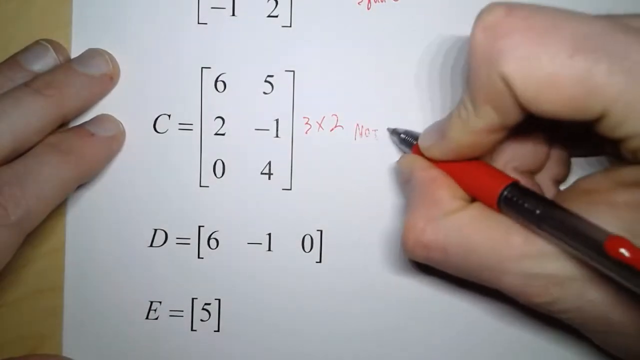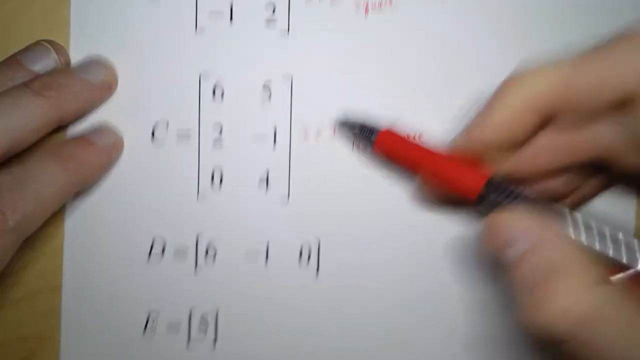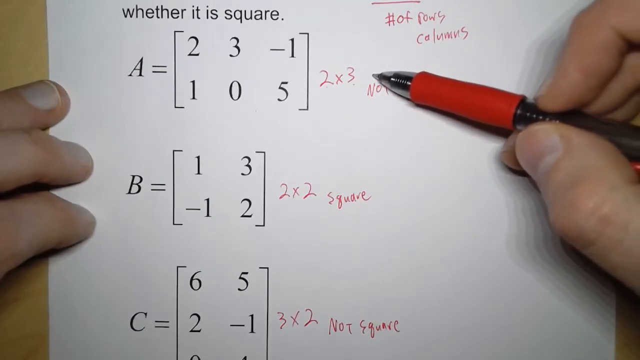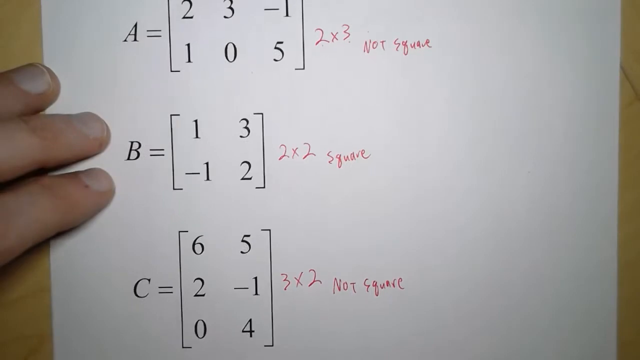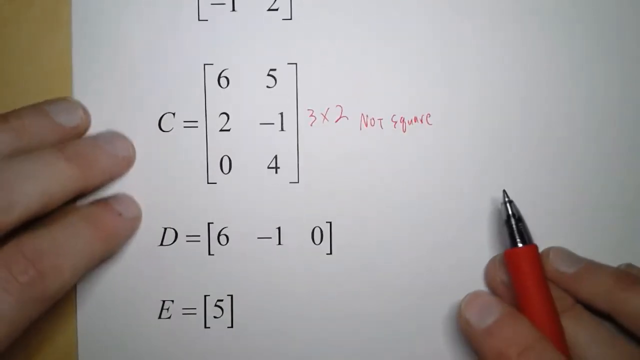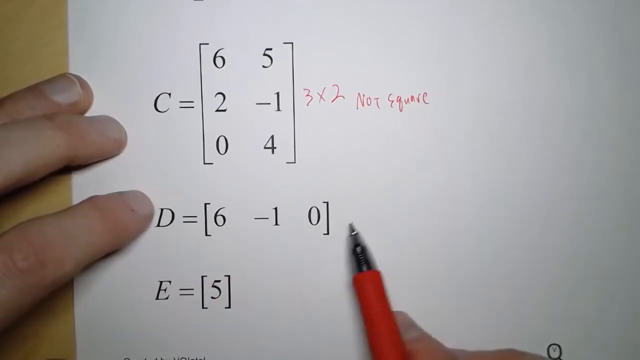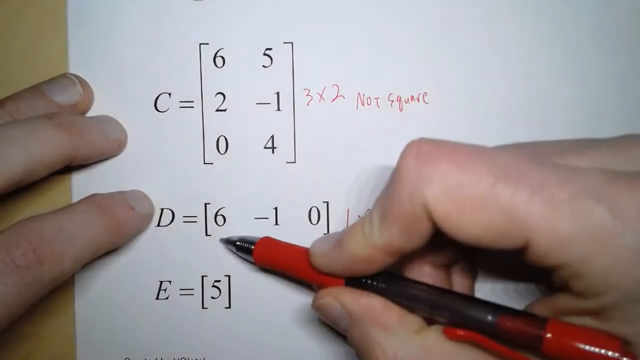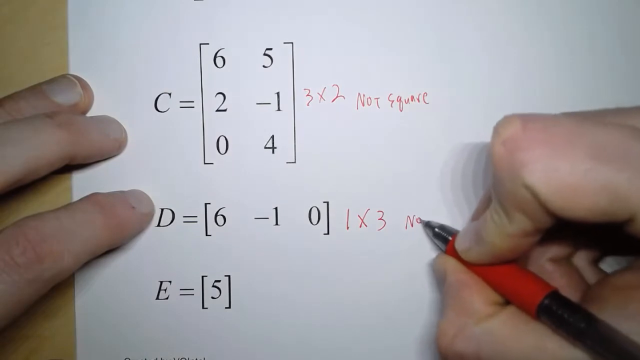So that's not square. And this is important because here we have a 3 by 2, whereas matrix A up here is a 2 by 3. And so these are two very different arrangements. This is why order is so important, because it tells us how we are organizing all of these numbers. With letter D, we just have one row. There's no second row underneath it. So this is 1 by, and we have 1, 2, 3. So this is 1 by 3. And that's not square.